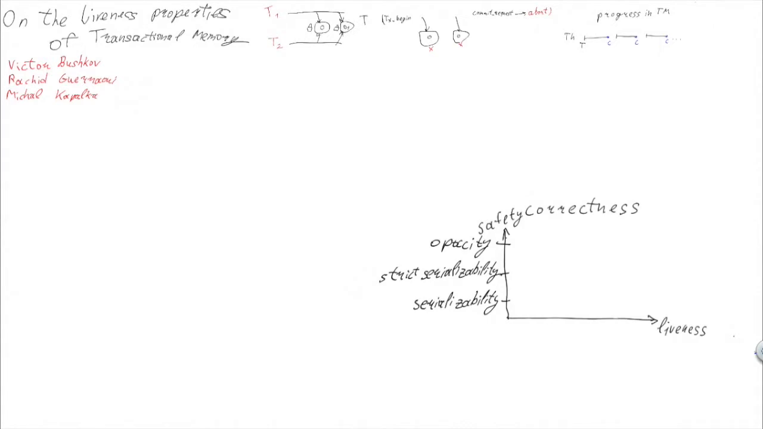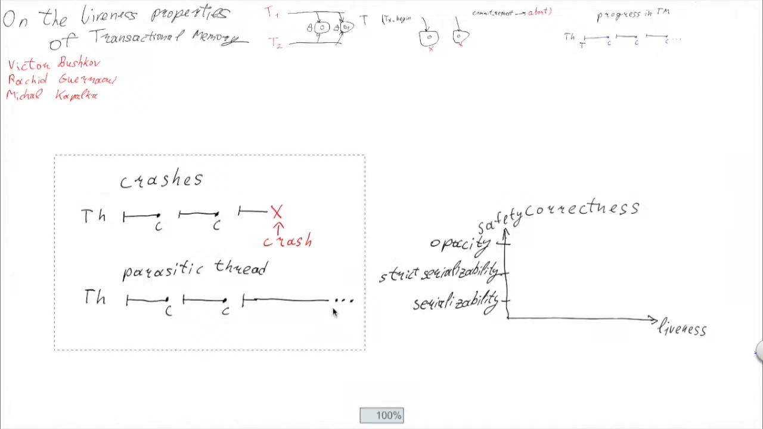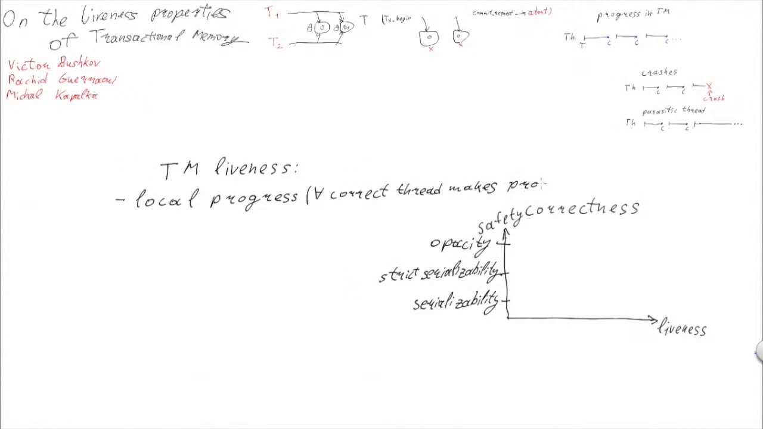There are two cases when we cannot do that. The first case is when the thread crashes, that is when the thread stops taking steps. The second case is when a thread is parasitic, that is when the thread invokes infinitely many operations within a transaction without invoking a commit request. We can require progress only for the correct threads, that is threads which are neither crashed nor parasitic. We define a transactional memory liveness property as a weakening of the strongest liveness guarantee in the given context, which we call local progress, and which is analogous to wait freedom. Local progress requires that every correct thread makes progress.